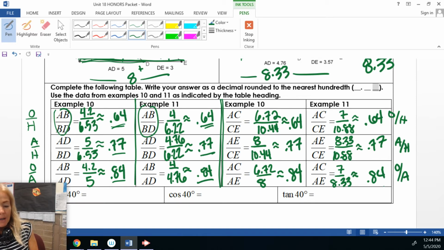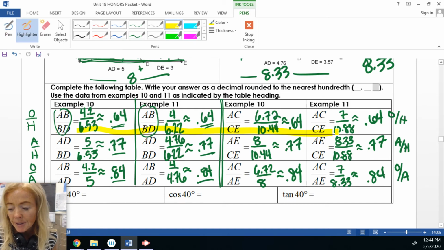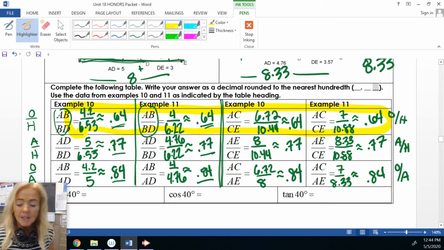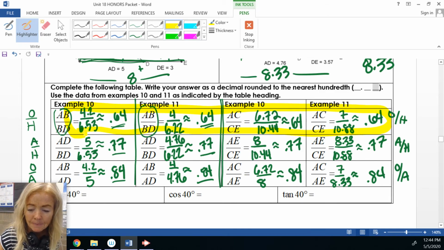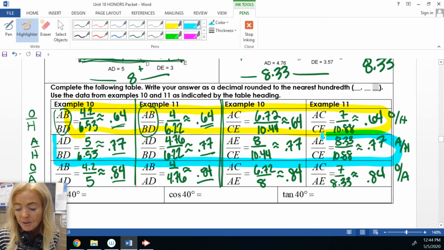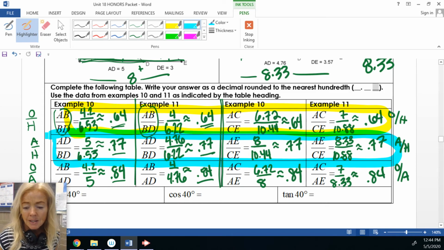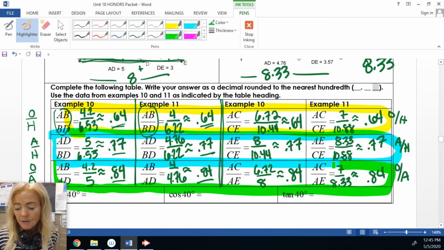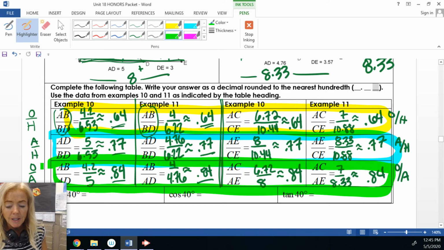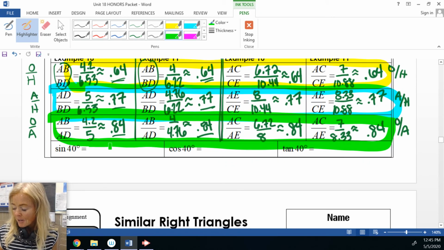The opposite to the hypotenuse, no matter how big or how small, I'm just going to highlight right here, is 0.64. If I take adjacent to hypotenuse on all 4 different triangles that are similar triangles that have the same 40-degree angle, I get 0.77. And if I take the opposite and divide by the adjacent on all 4 different size triangles, I get 0.84. Happens every time.